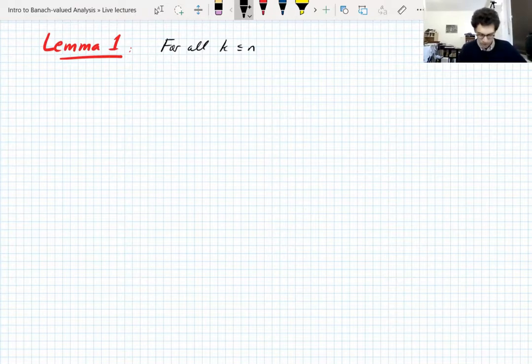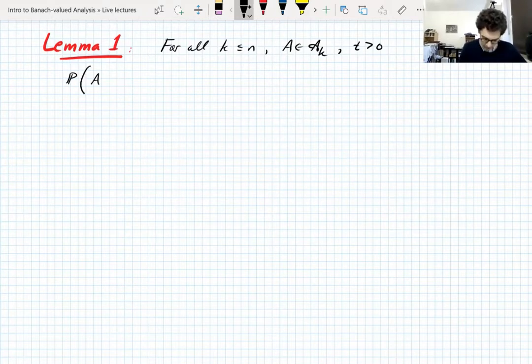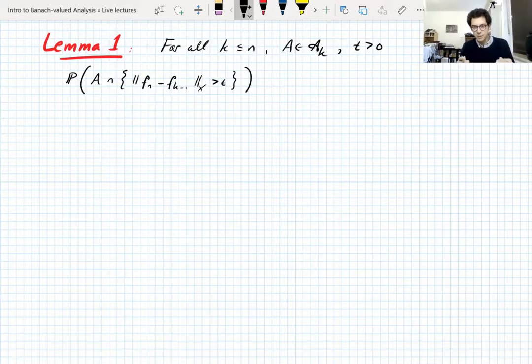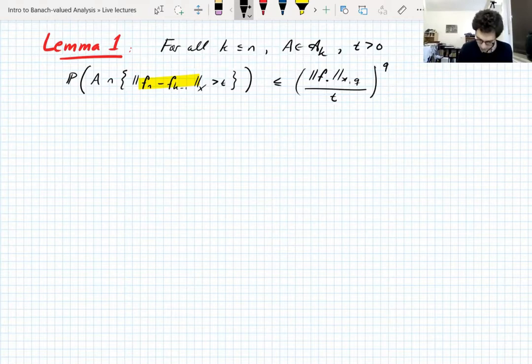Lemma 1 says that when you've got k less than or equal to n, and when you have A in A sub k, and you have a scale t greater than 0, then the probability of the set A intersect the set where Fn minus Fk minus 1 is greater than T, so this is the measure of a set A intersect where the oscillation is larger than T, in a sense, considering this thing here as an oscillation, this probability is less than or equal to the star Q measure of oscillation that I defined, divided by T, everything to the power Q, times the probability of A. This is lemma one, nice and simple. No additional assumptions, this is just true in general.